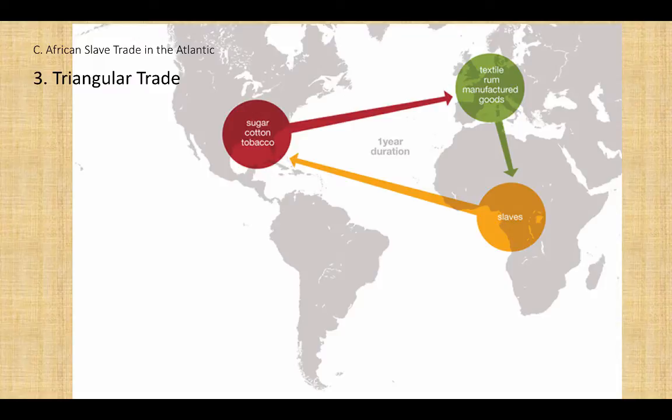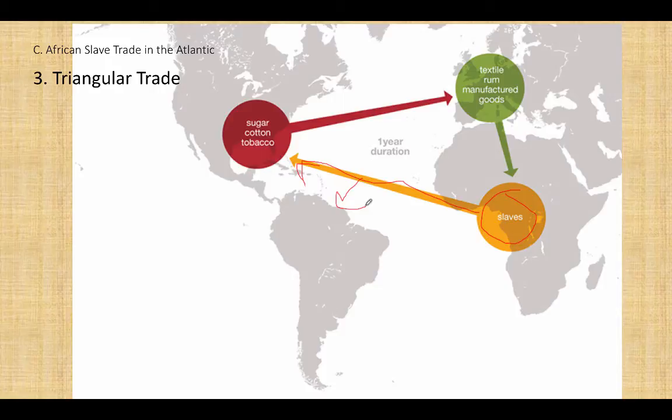So let's go through this trade route. We'll start in Africa. As we have talked about, slaves come from Africa, and then the Europeans will transport them across the ocean to the Caribbean and also, of course, to Brazil, as we've talked about before. So these boats loaded with human beings are transported across the Atlantic Ocean.